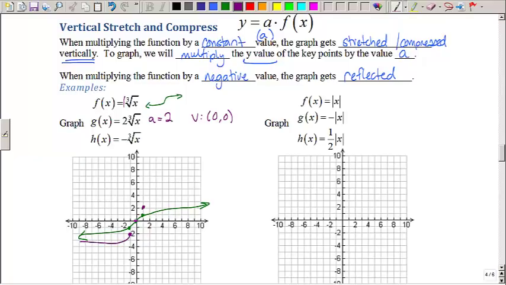And then I can connect my lines here to get a cube root function that's transformed by being multiplied by a.